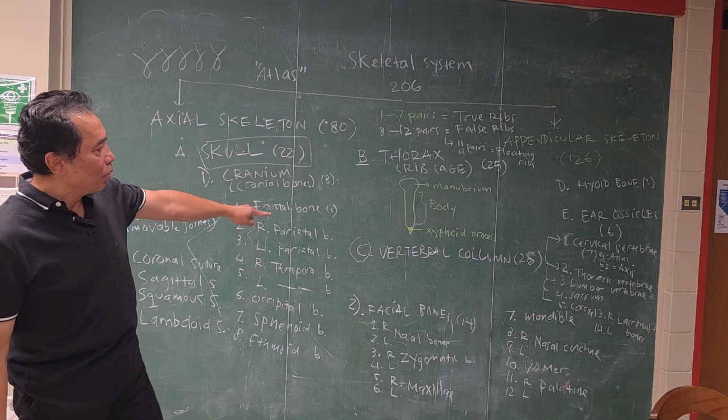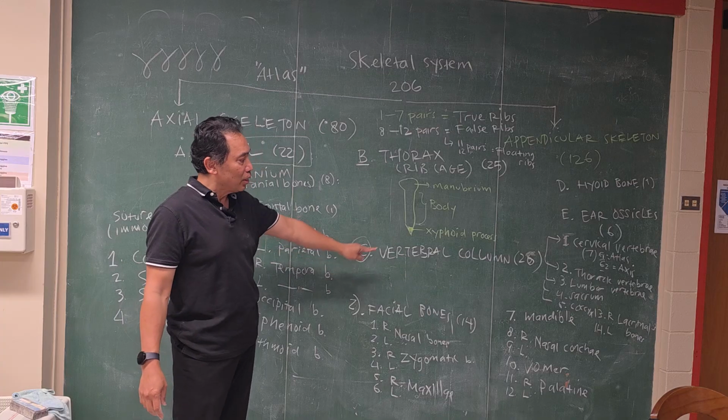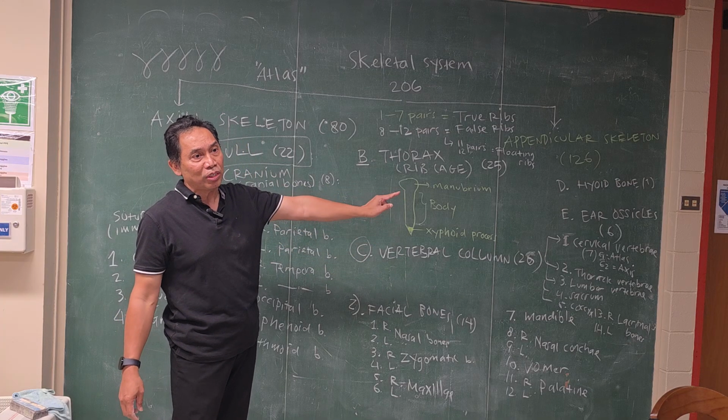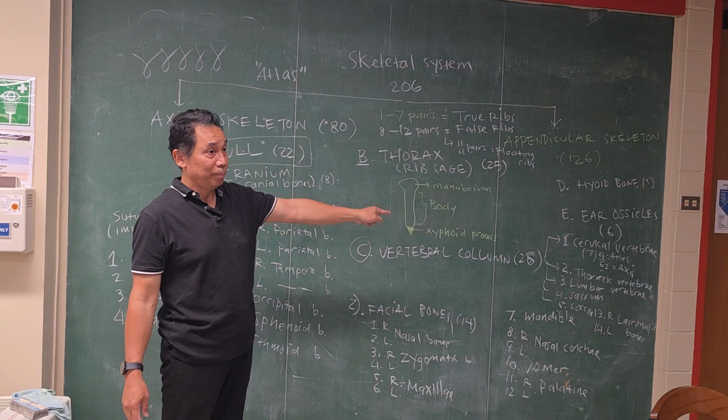Do you have a question for this one, the vertebral column? That's going to be a total of 26, all of them. 7 plus 12 plus 5 plus 1 plus 1, 26. Right.